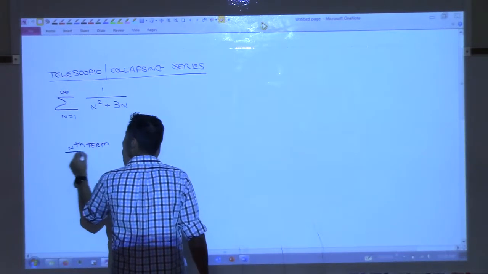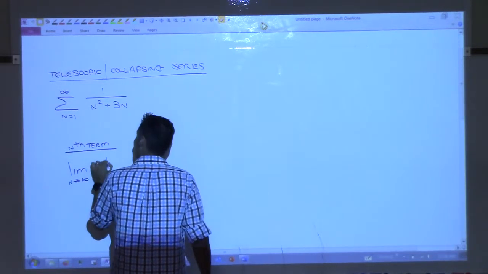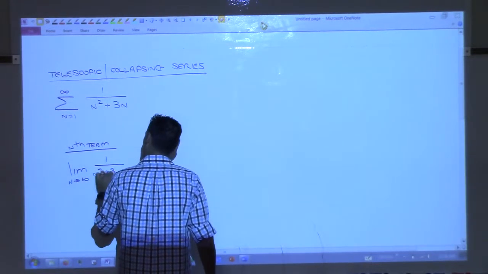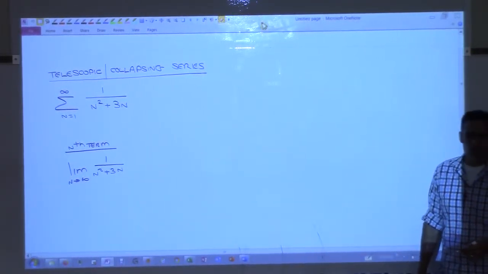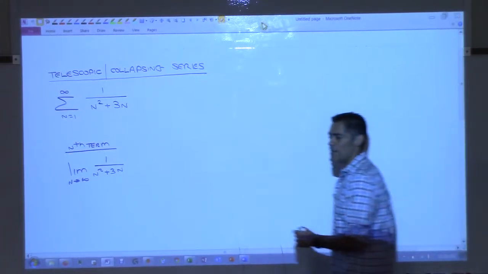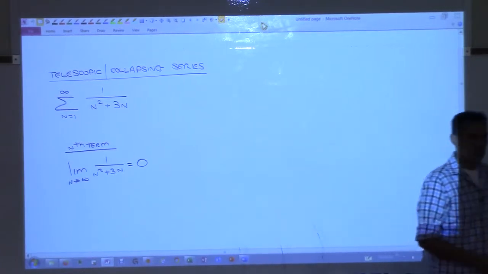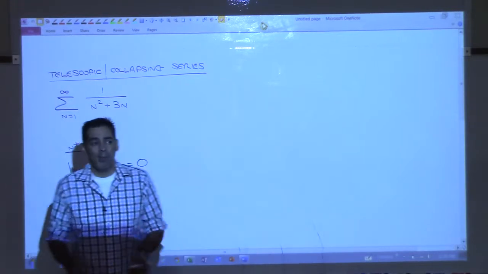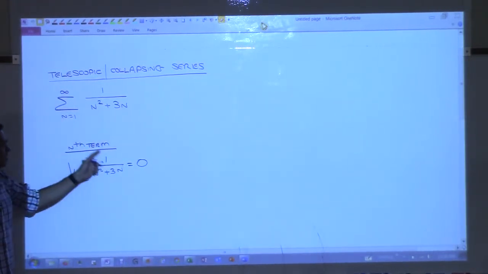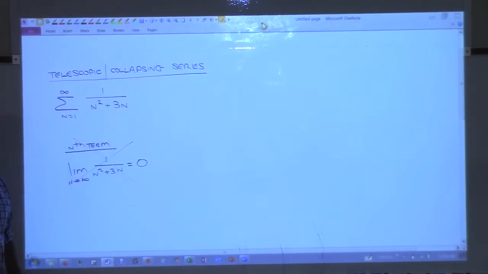If I do the nth term, that means I'm going to take the limit as n goes to infinity of 1 over n squared plus 3n. And what is that limit? What does that limit equal? 0. So what does the nth term test tell me? Nope. Tells me nothing. The nth term test basically does not apply to this, right? Since this is 0, it's that pregnancy test that doesn't work, right? That's basically what happened, okay?